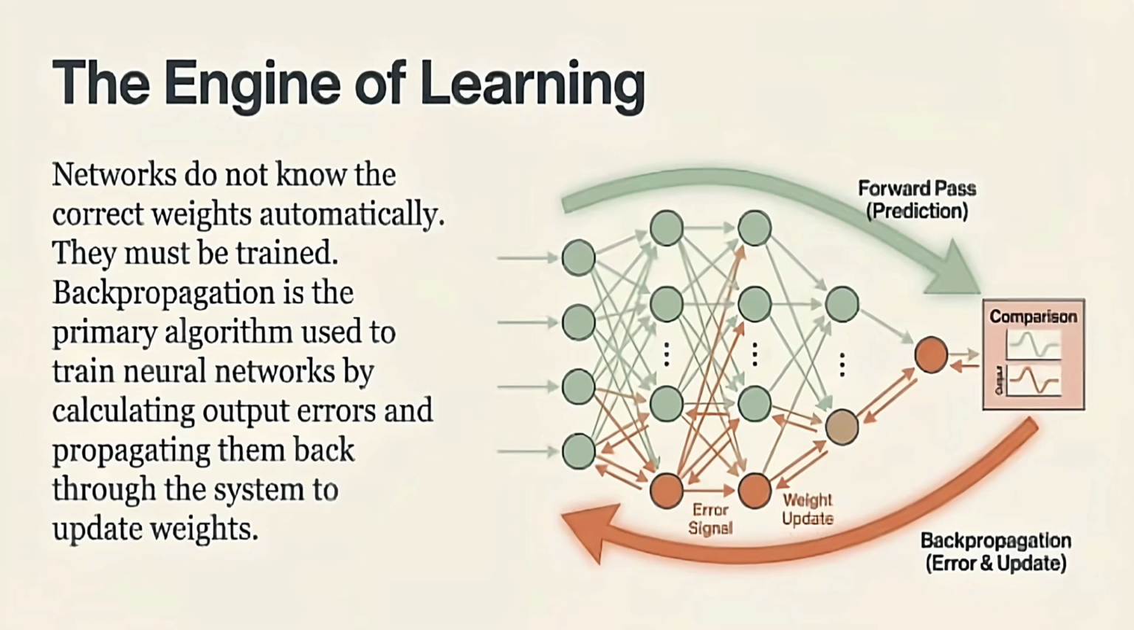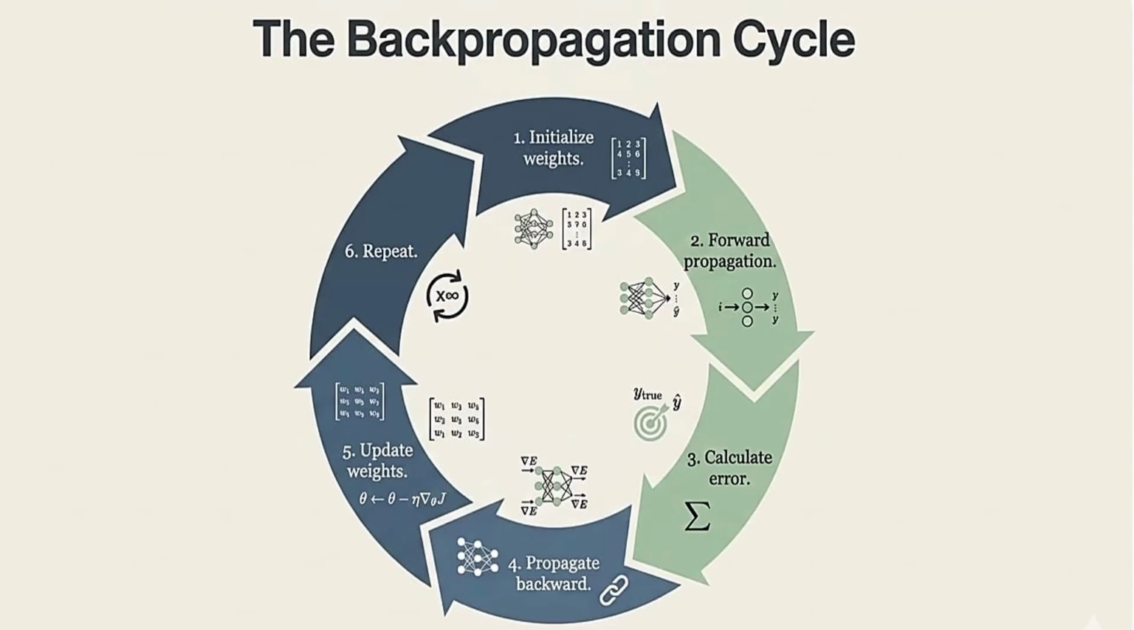Neural networks do not automatically know the correct weights. They must be trained using a learning algorithm. The most common algorithm used for training neural networks is backpropagation, which adjusts the weights based on the error in predictions. In backpropagation, the error is sent backward through the network. The algorithm calculates how much each weight contributed to the error and adjusts the weights accordingly using a technique called gradient descent. This helps improve the model's accuracy.